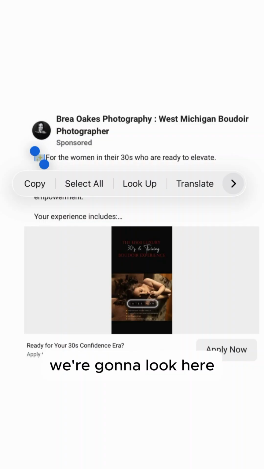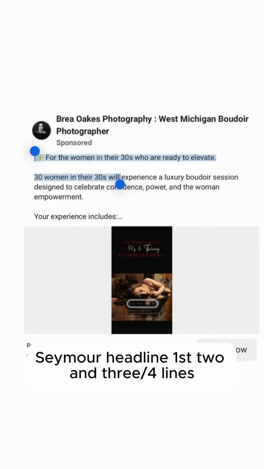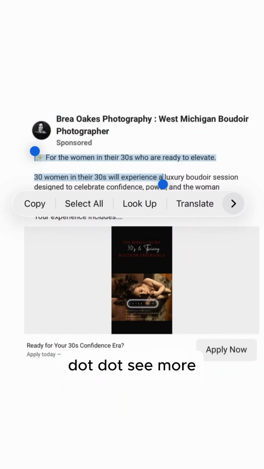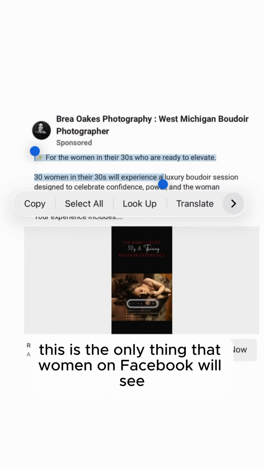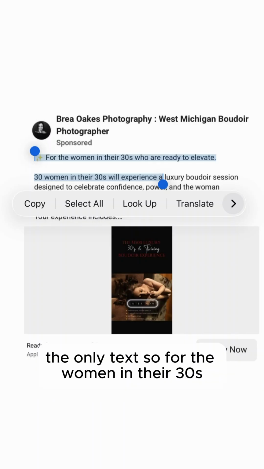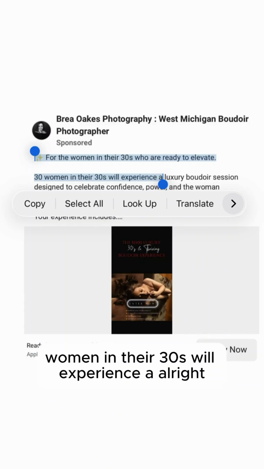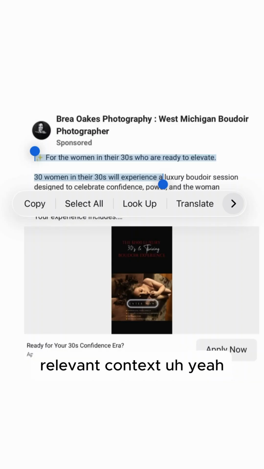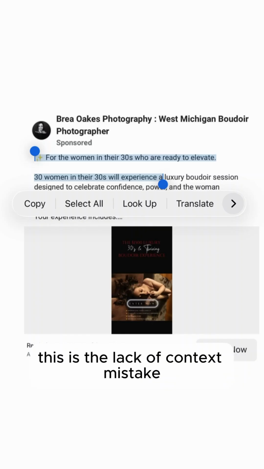Finally, we're going to look here. See more headline, first 2 3/4 lines, Facebook mobile newsfeed before it's cut off by a see more. This is the only thing that women on Facebook will see, the only text. So for the women in their 30s who are ready to elevate, 30 women in their 30s will experience A. All right, so we got like 2 points of context here, relevant context. Yeah, this is the lack of context mistake.